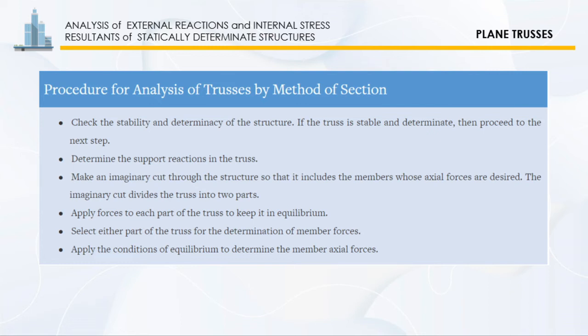So, next naman is to apply forces for each part of the truss to keep it in equilibrium. Then, next is to select either part of the truss for the determination of member forces. And last, apply the conditions of equilibrium to determine the member axial forces.